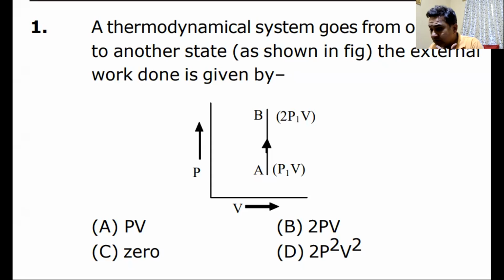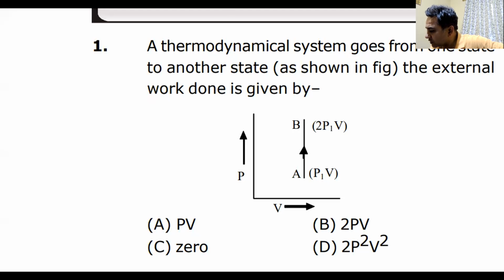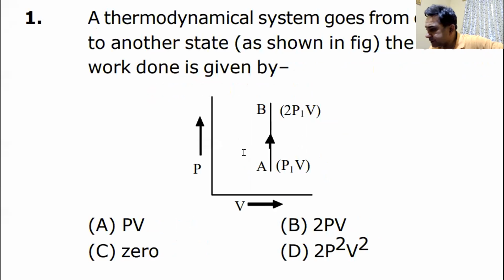Here we start with the first question. This is from level 1, question number 1. Can you tell me the answer for this one? A thermodynamical system goes from one state to another state. The external work done is given by. I hope you can see the entire question. I'll just make it bigger so that you can see the question. Okay, you can see this entire question, yes or no, on the screen?